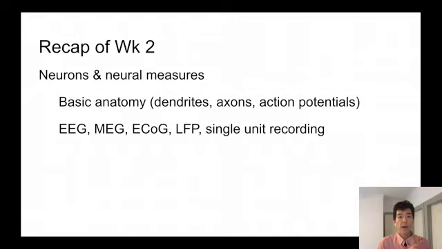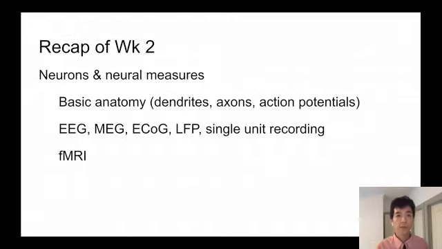And then LFP, local field potential: you insert an electrode inside the brain and record the neural activity more directly. And then finally, after some signal processing, you can start to infer what each single neuron is responding to and at what time. That's single unit recording.